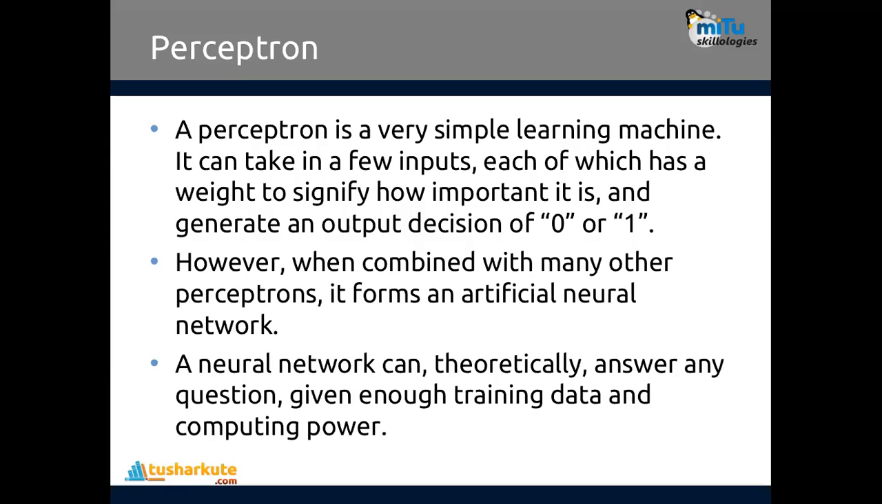That is ANN, artificial neural network, when we combine multiple perceptrons together in many formats, parallel, sequential. Let's talk about that also, how it is combined in parallel, how it's combined with the sequential things there. A neural network can theoretically answer any question given training data and the computing power. Things that we need to know.